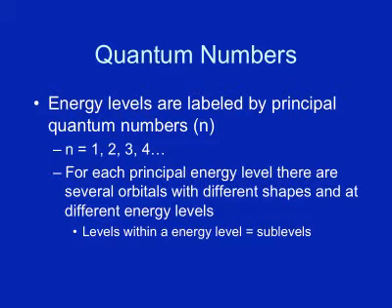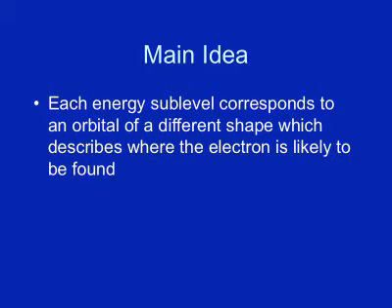For each principal energy level, there are several orbitals with different shapes and at different energy levels, and we call these sublevels. So you have your level. Within your level, you have your sublevels. There are different types of sublevels, and then within the sublevels, you have a specific amount of orbitals. Level, sublevel, orbitals. Kind of just like an address. Each energy sublevel corresponds to an orbital of a different shape, which describes where the electron is likely to be found.